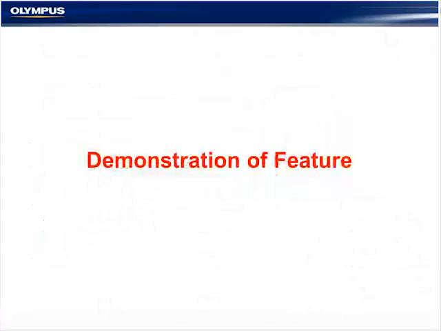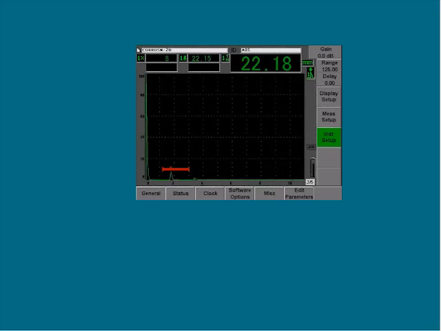So that's a lot of talking to describe what we're going to do with this feature. But now what I'd like to do is switch over to a live instrument and provide a bit of demonstration on what we can do. Bear with me for a second while I switch over to the live unit. And now you can see here the EPIC 600 screen.